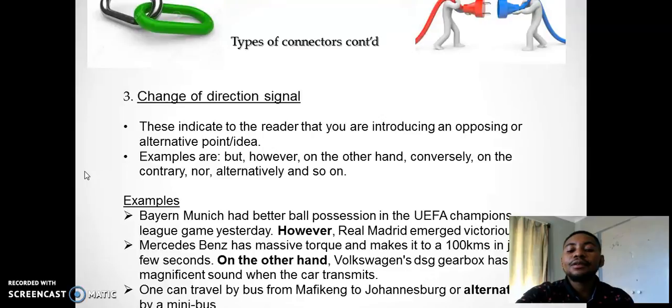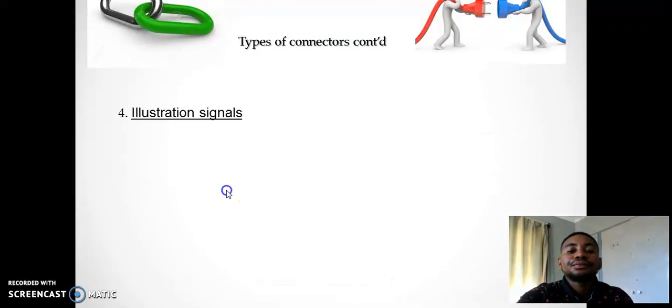One can travel by bus from here to Johannesburg, or alternatively by a minibus. Here, alternatively also serves the same purpose, but we can identify here that alternatively is not at the beginning of a sentence. It is rather in between the sentences. Logical connectors are not only at the beginning of sentences, they may be between sentences, but for as long as they join ideas, they still retain their purpose.